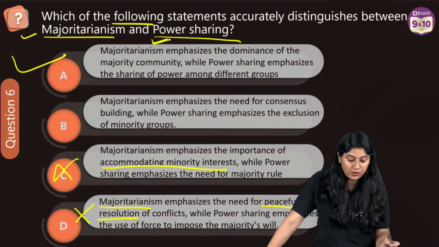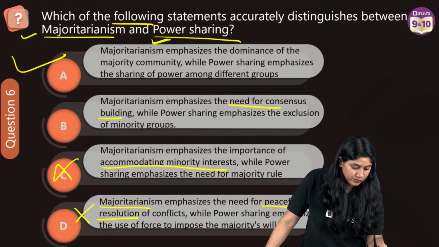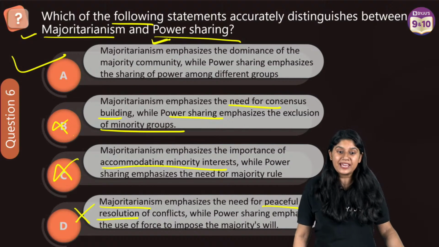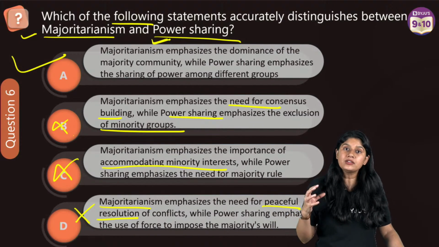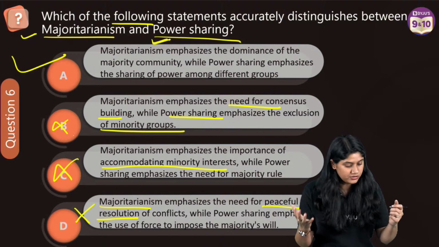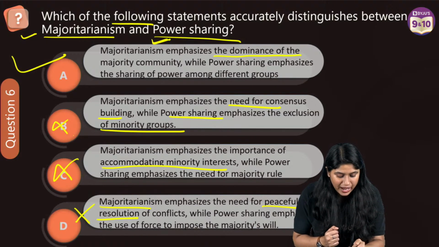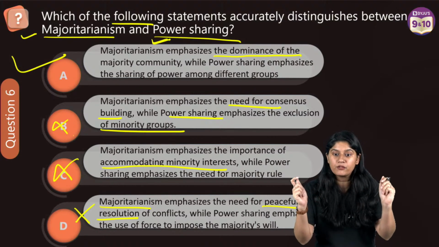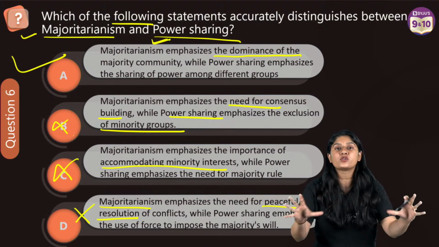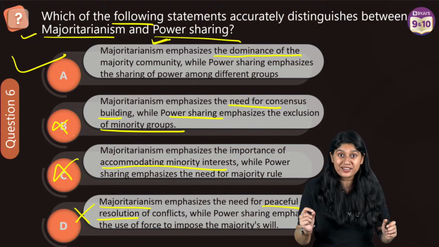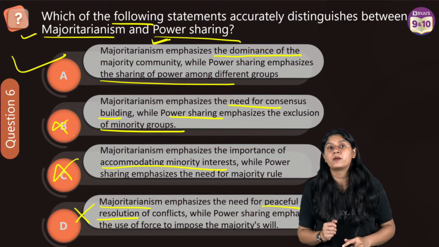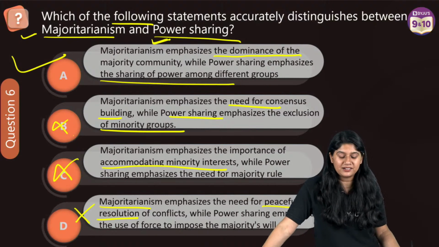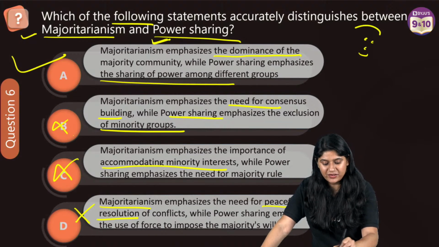Option number B talks about the need of consent building, power sharing, emphasis on the minority group. No, that's not the case. So option number A is the correct answer. Why? We know that in majoritarianism they will try to have the dominance, right? The majority community will try to control the government, or we can say they will try to control the rules and regulations. Whereas power sharing emphasizes sharing of the power amongst different groups altogether. So option number A is the correct answer. I hope that you're clear with this, everyone.